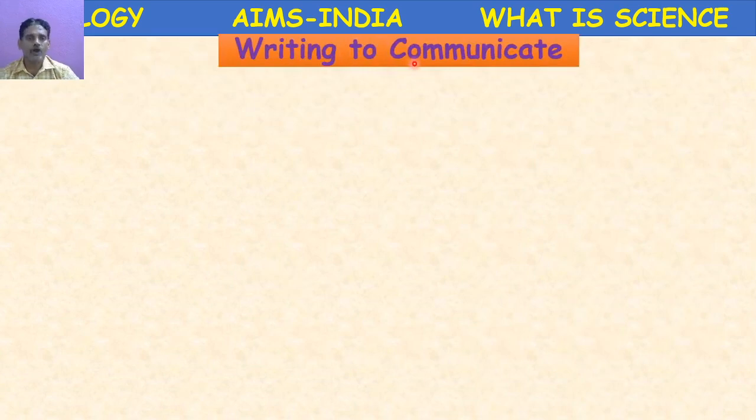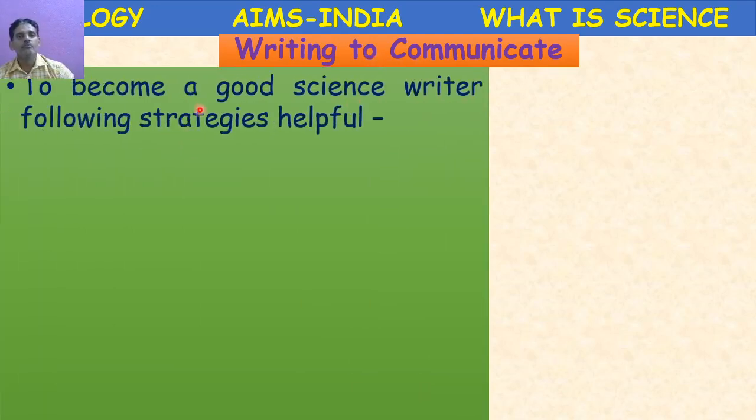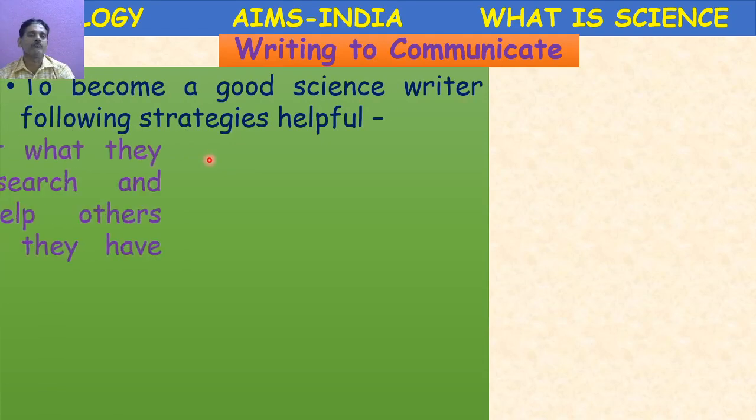Next, writing. Writing is very important. Without writing properly, you cannot communicate. In order to maintain clear data, the data must be mentioned properly. So you need knowledge of how to write and which method to follow. Different types of writing we are going to discuss. To become a good science writer, the following strategies are helpful.